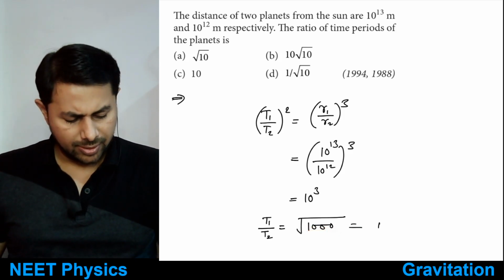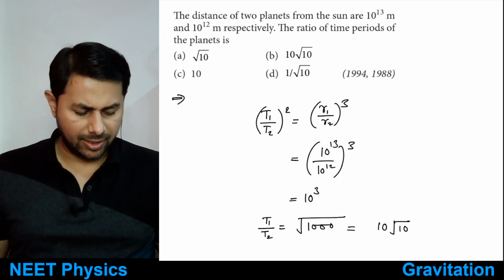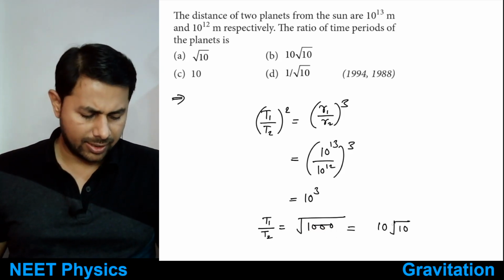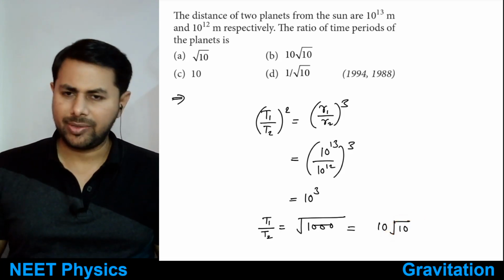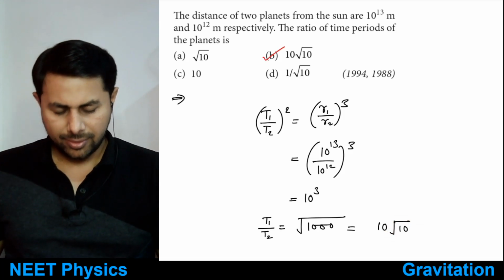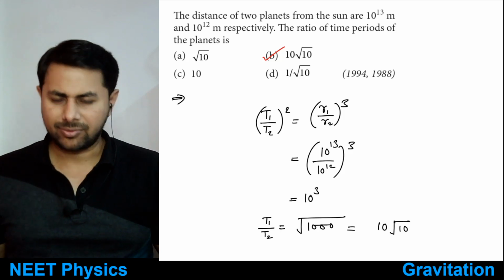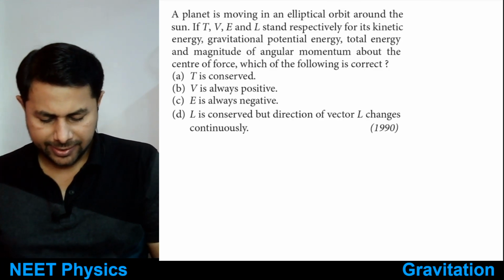So it's 10 root of 10. The square root of 100 is 10, and then again some 10 will be remaining, right? So it is option B. This is also a very simple question, right? It's the same as the last one. Okay, let's see the next one.